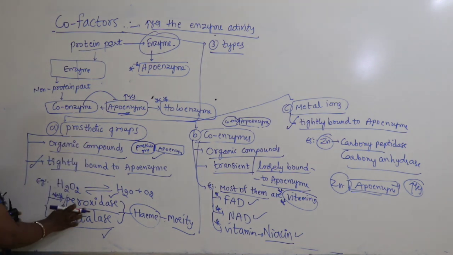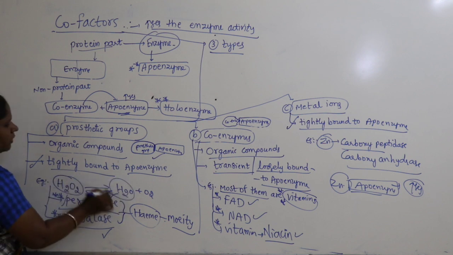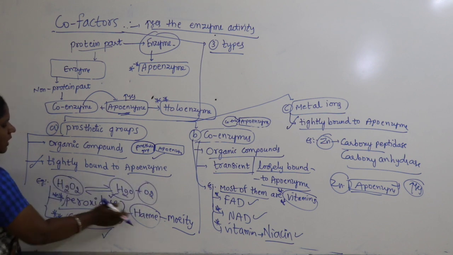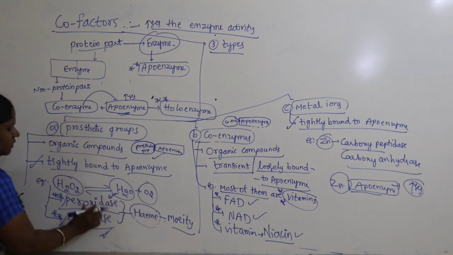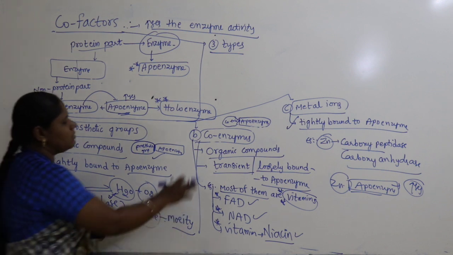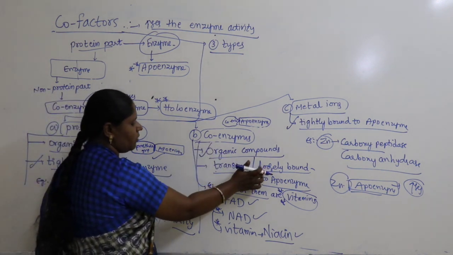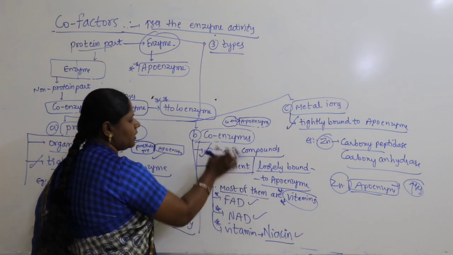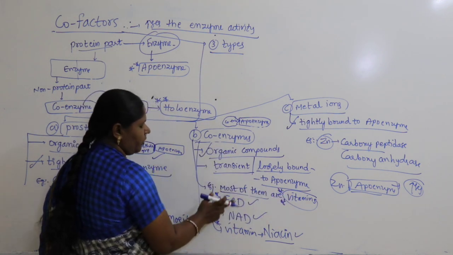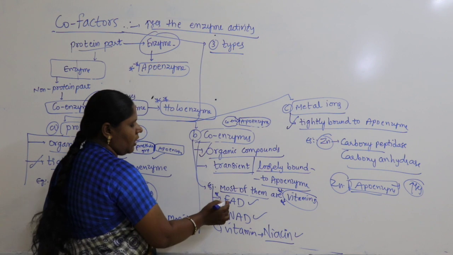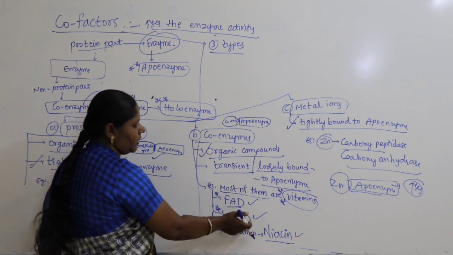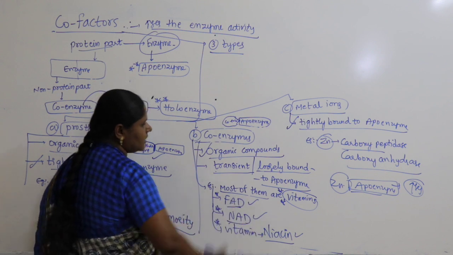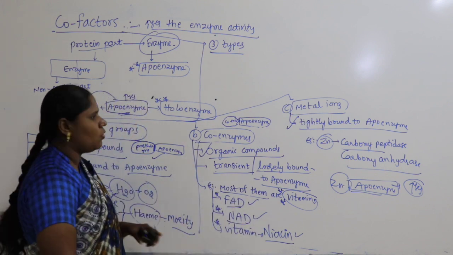These are the examples to remember. Peroxidase and catalase are involved in the breakdown of hydrogen peroxide into water and oxygen. For this, heme is a moiety group which acts as a prosthetic group for the activation of these two enzymes. Coenzymes are also organic compounds, but they are loosely bonded. Most of the coenzymes are vitamins. Example: FAD, NAD, vitamin niacin, that is flavin adenine dinucleotide, nicotinamide adenine dinucleotide. These are the examples which act as coenzymes.